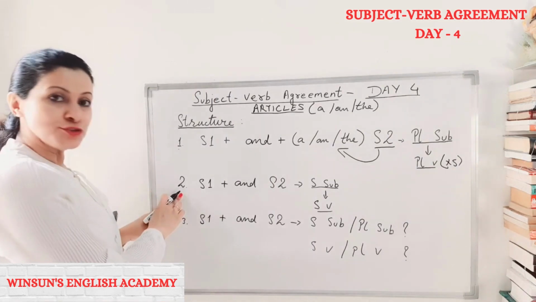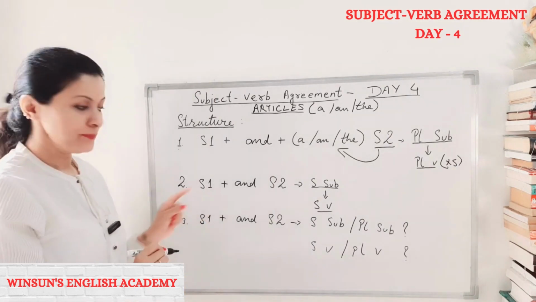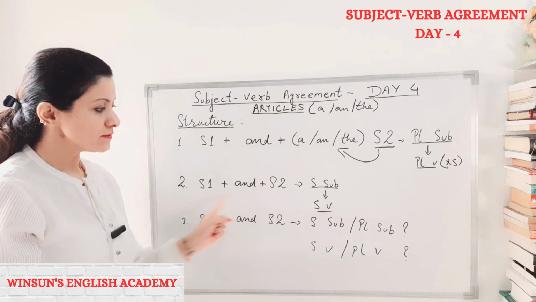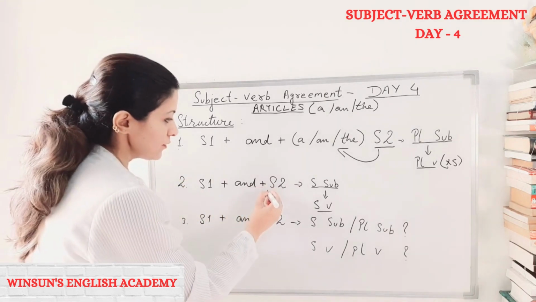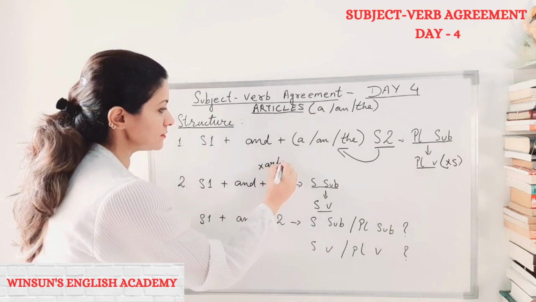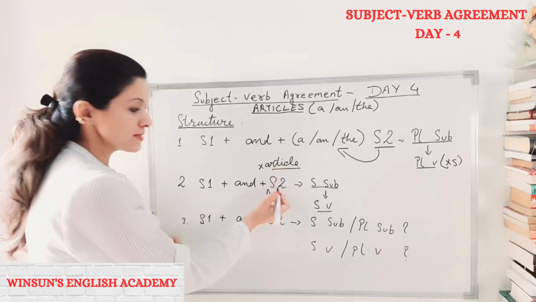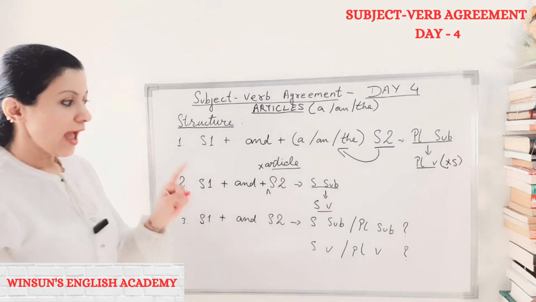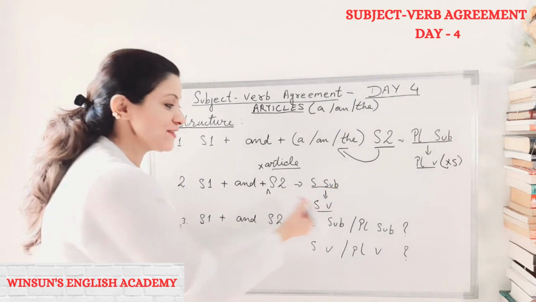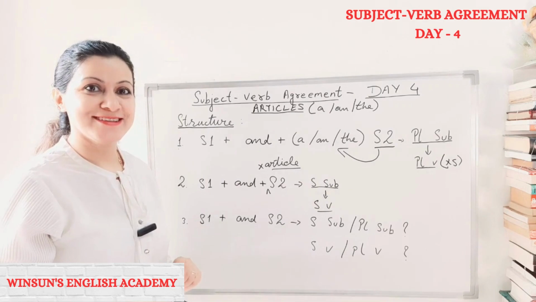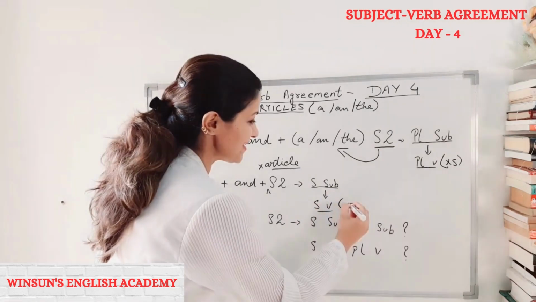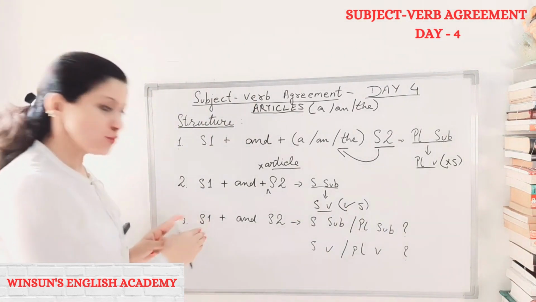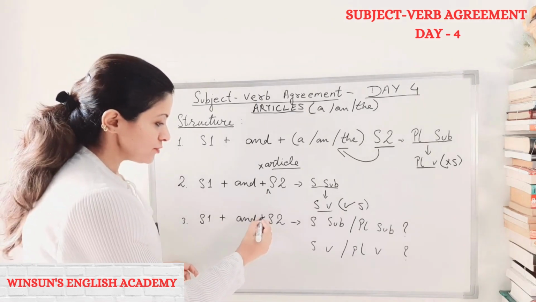Now, according to rule 2, when we have subject 1 plus and plus subject 2, do you see any difference here? Yes. We do not have any article before this second subject. In such a scenario, we consider this as a singular subject, and we know that singular subjects take singular verbs with an S, right?